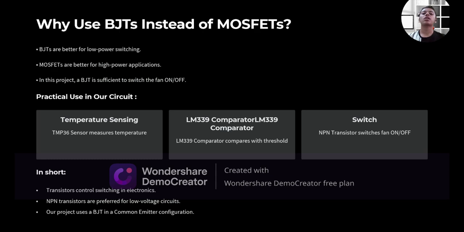Why use a BJT instead of a MOSFET? BJTs are better for lower power switching. MOSFETs are better for high power applications. In this project, a BJT is sufficient to switch the fan on and off.